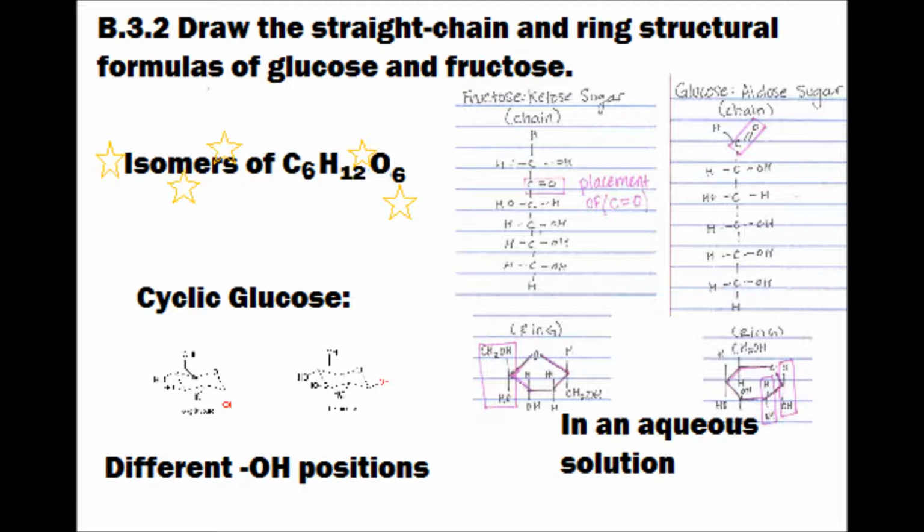reaction in aqueous solution, causing it to become a ring structure. There are also isomers of glucose called cyclic glucose. These differ in the positions of hydroxyl groups.